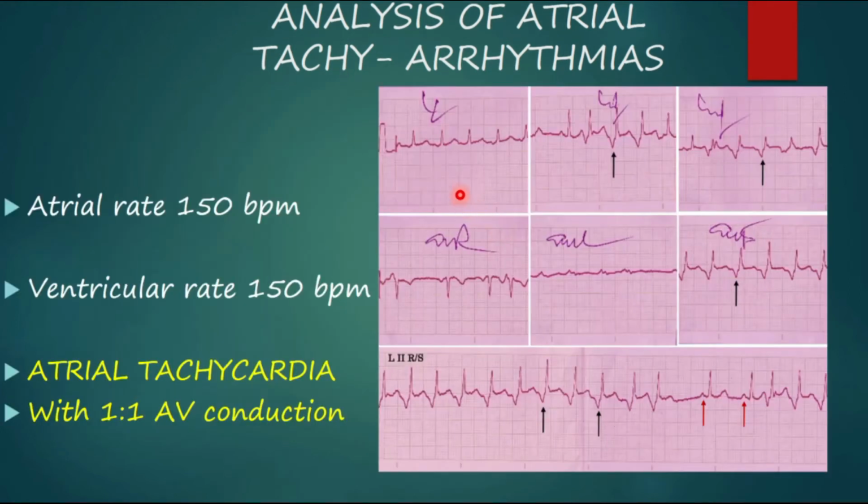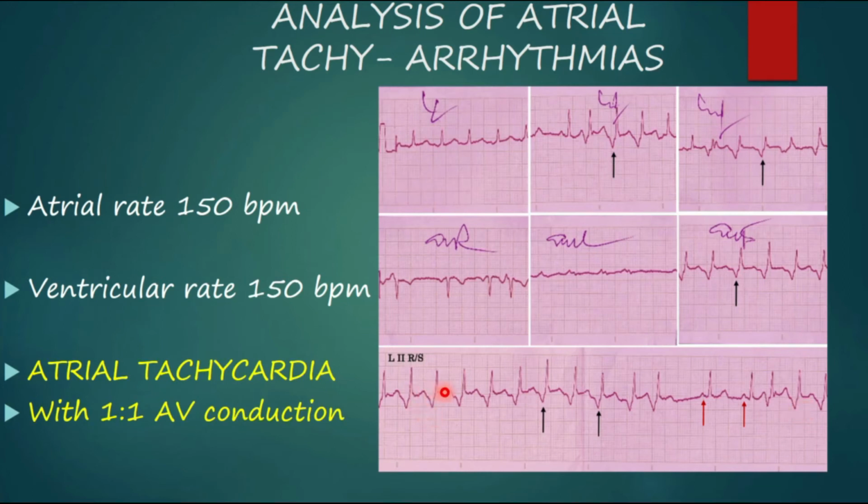Let's analyze this ECG with limb leads. If you analyze the rhythm strip, you can see a paroxysm of tachyarrhythmia. It terminates spontaneously. Then you can see 2 sinus beats. Again, paroxysm of tachyarrhythmia starts.